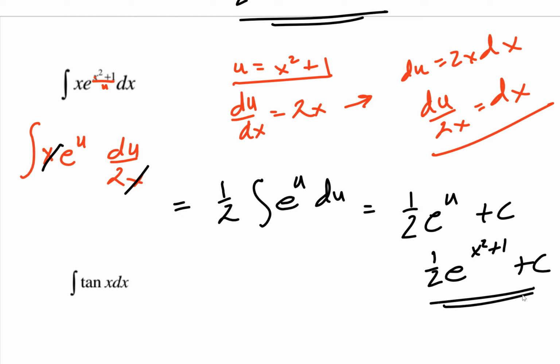Hope it's getting a little easier. So it's a process. Find your u, take the derivative, find your dx, plug it all in, then integrate like normal. That's all it is. Find your u, find your dx, plug it all in, integrate like normal.